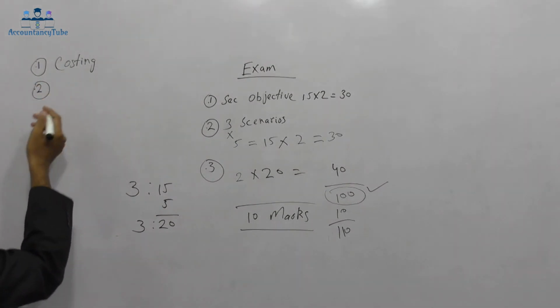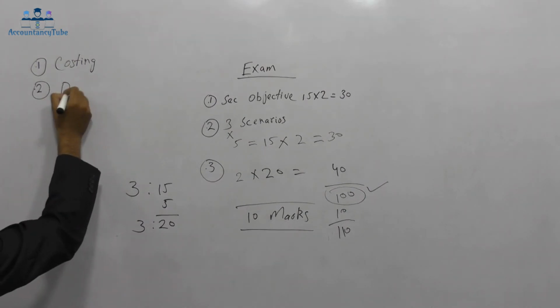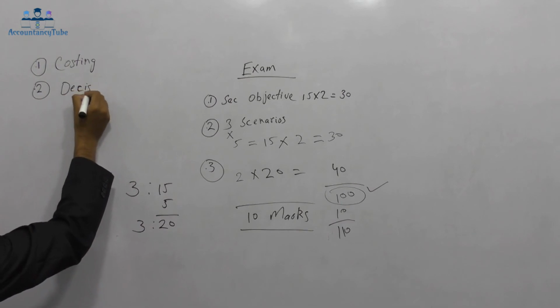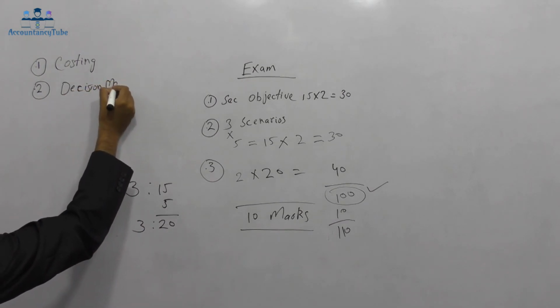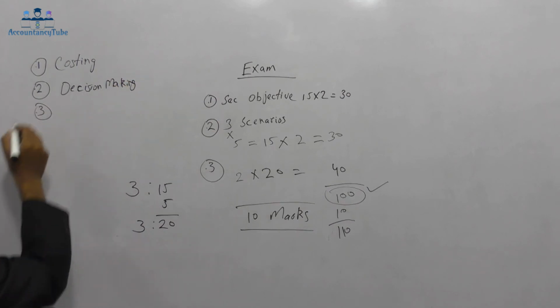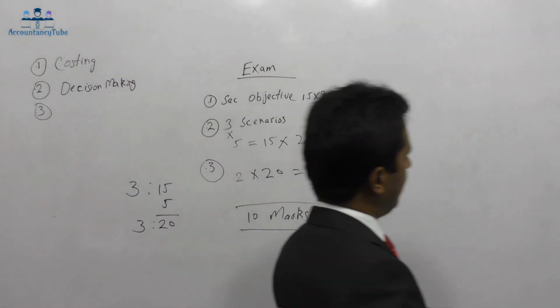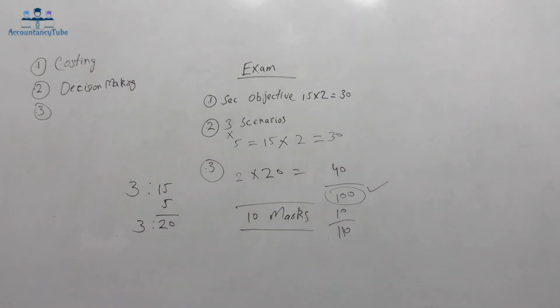The next area of ACCA F5 is about decision making. Decision making basically means when you have two or more choices given to you, you have to choose one of these options. That is your ability to make the decision, and we will study different decision making techniques in this area.